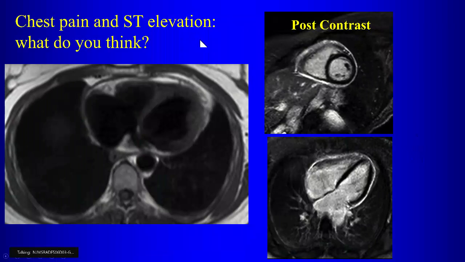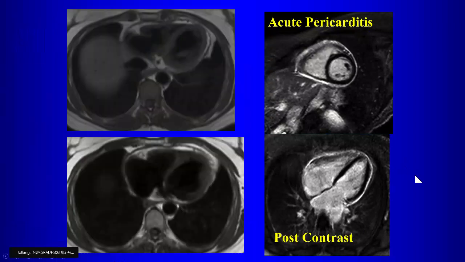This patient has chest pain, abnormal EKG, and what are the findings here on MR? Yeah, so there's marked enhancement of the pericardium after contrast. And on the dark blood images, what do you notice about the pericardium? Yeah, it's thickened, right? So what's your diagnosis? Acute pericarditis, right? So this patient has enhancement of the pericardium with a thickened pericardium, symptomatic. This is acute pericarditis, okay?